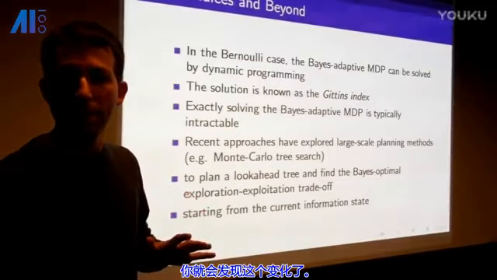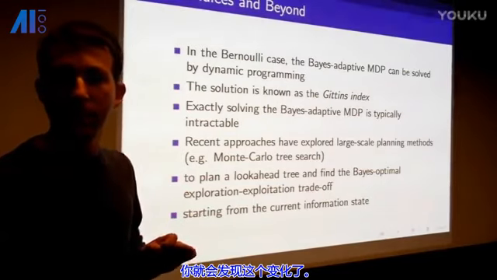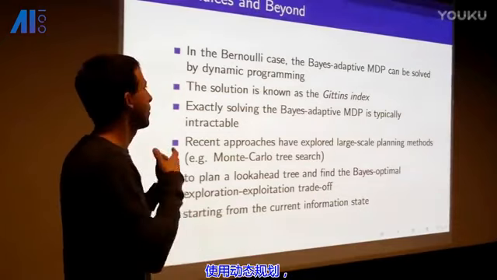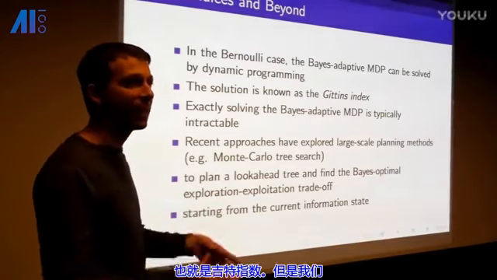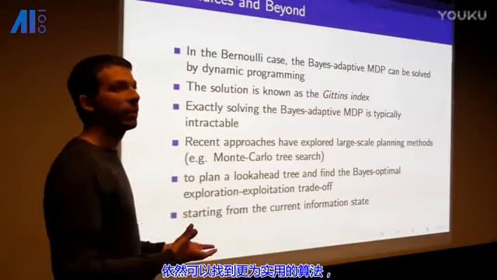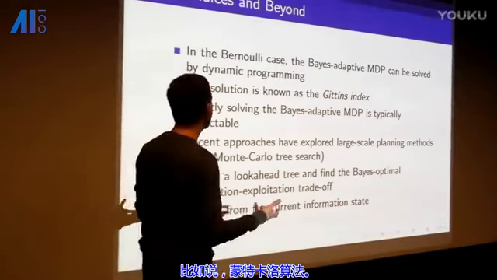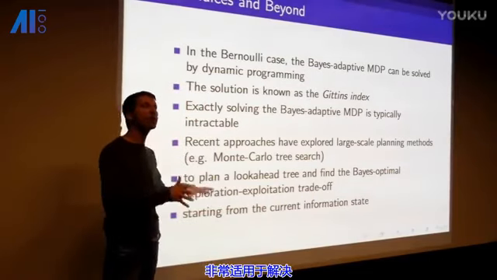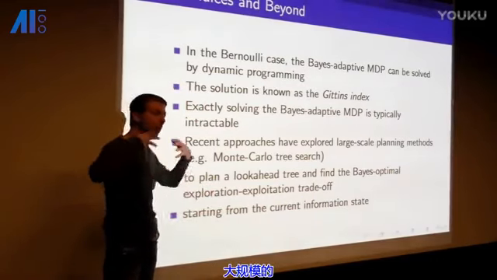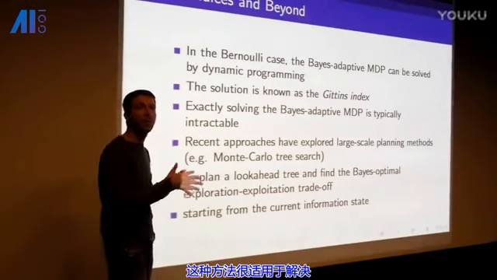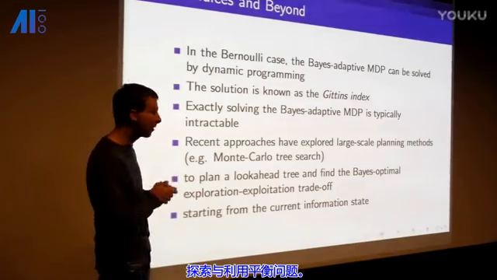Okay. So the exact solution to this problem can be computed by dynamic programming. It's known as the Gittins index. But it's also possible to find this in a more tractable way. For example, we've used Monte Carlo tree search to come up with a very tractable approach to this very large information state space search, and that works very well in a lot of exploration-exploitation trade-off problems.